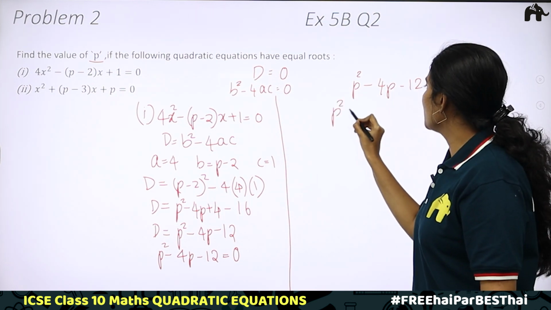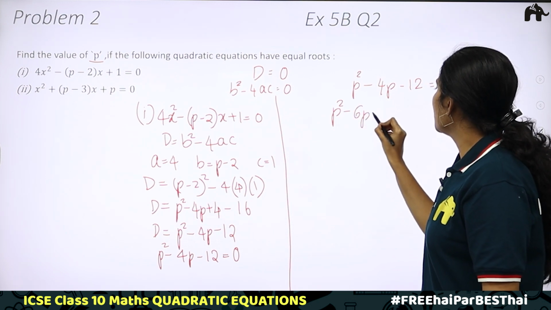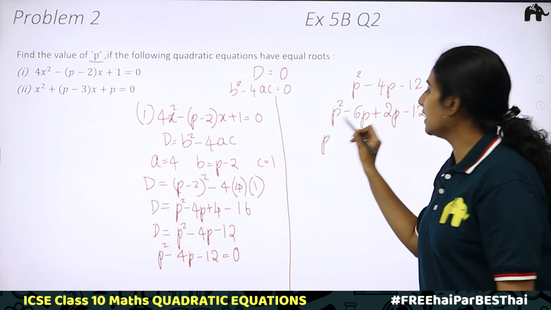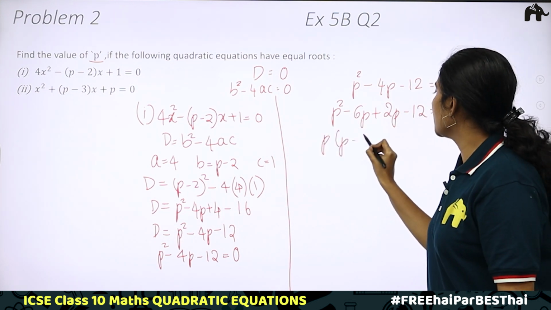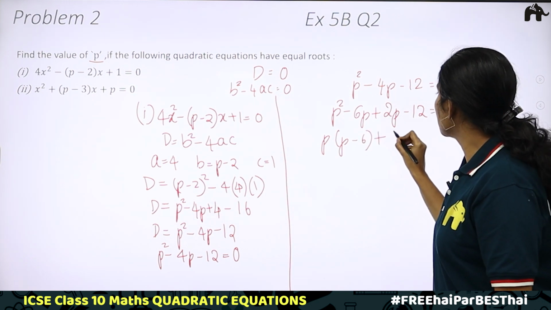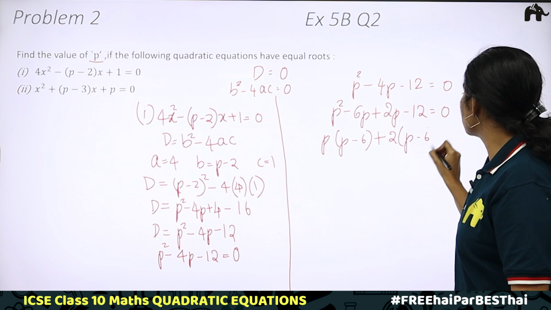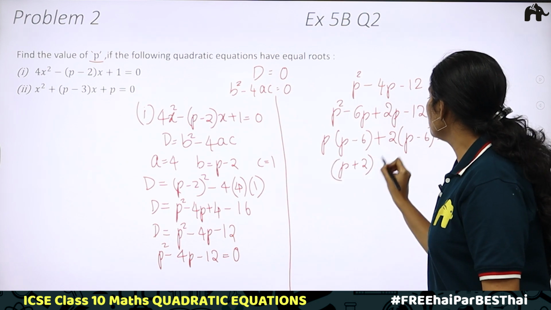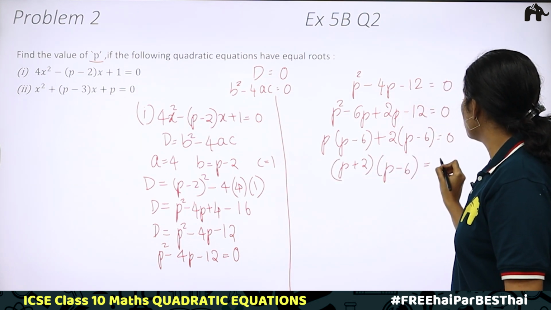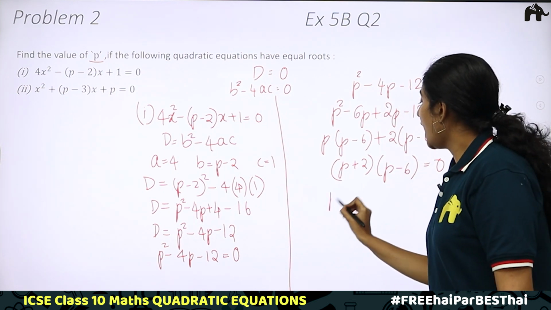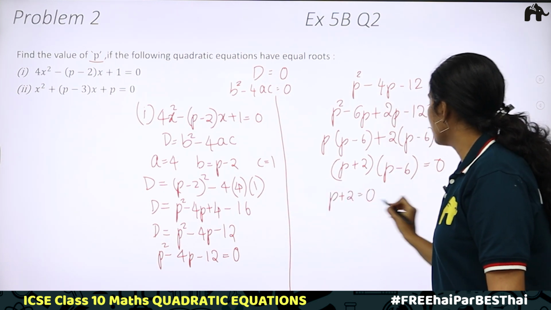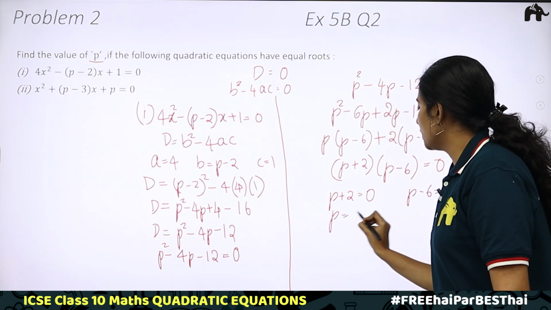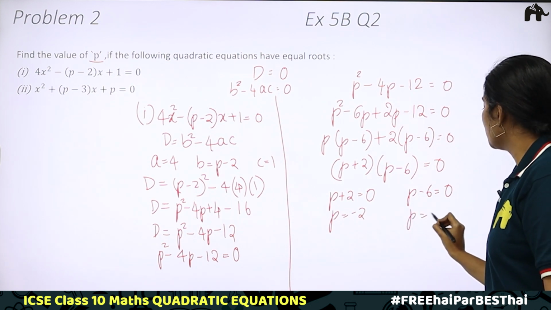We'll be having P square minus 6P plus 2P minus 12 is equal to 0. Taking common, P into P minus 6 plus 2 into P minus 6 is equal to 0. That is P plus 2 into P minus 6 is equal to 0. Either P plus 2 is equal to 0 or P minus 6 is equal to 0, which means P is equal to minus 2, P is equal to plus 6.